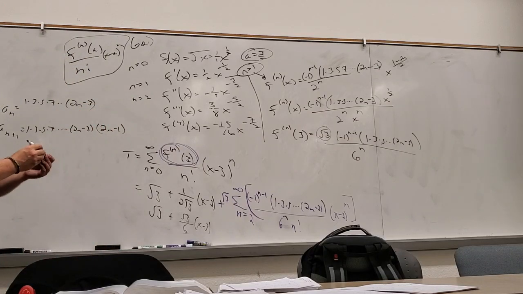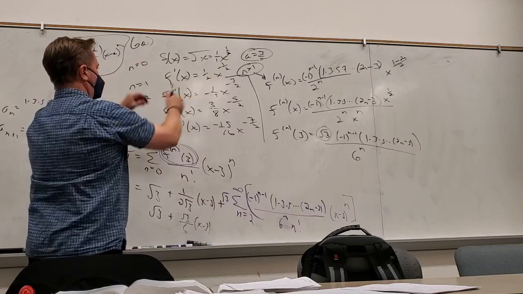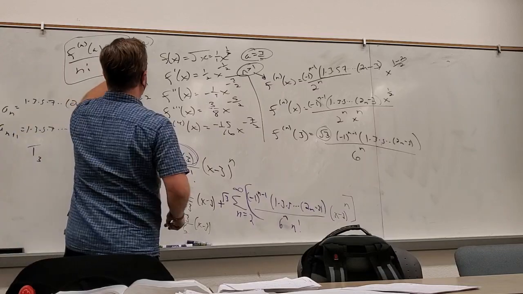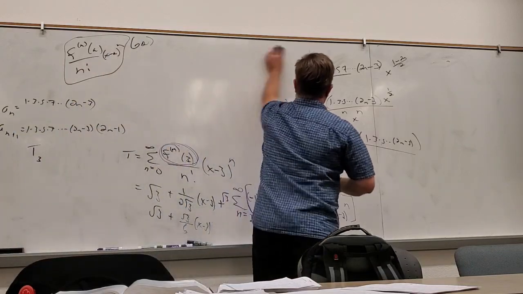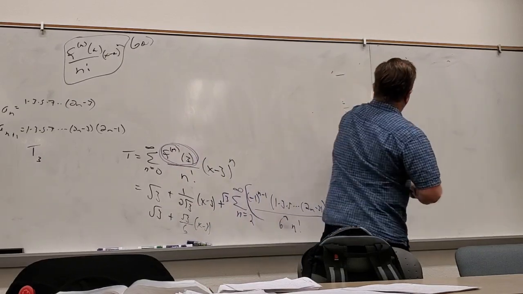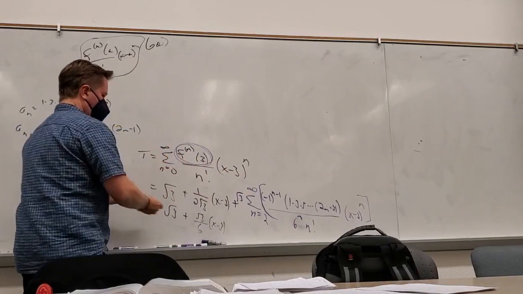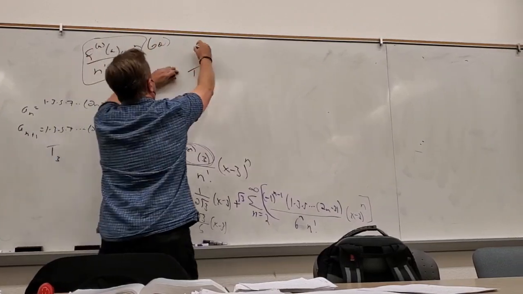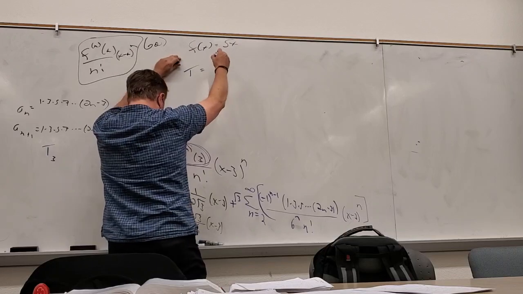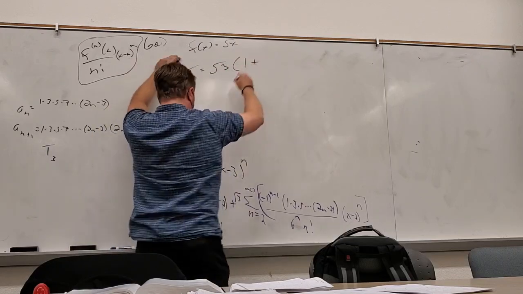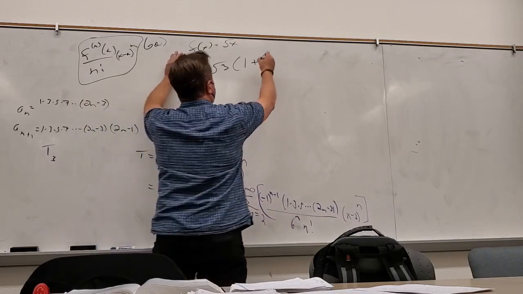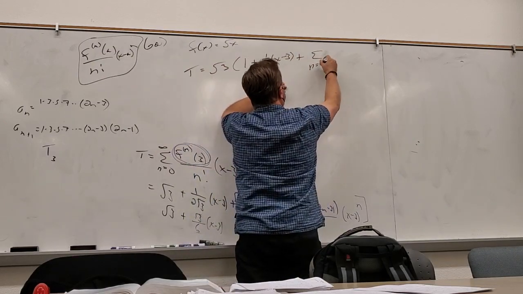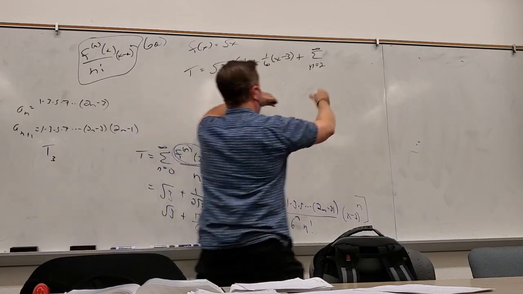What I'm going to do is erase this stuff up here. I need some room. I want to point out one thing about this. Do you see how I can take a square root of 3 out of everything? Doesn't everything have a square root of 3 in it? So the Taylor series for f of x equals square root of x looks like square root of 3 times 1 plus 1 sixth x minus 3, plus the sum from n equals 2 to infinity of all this business here.